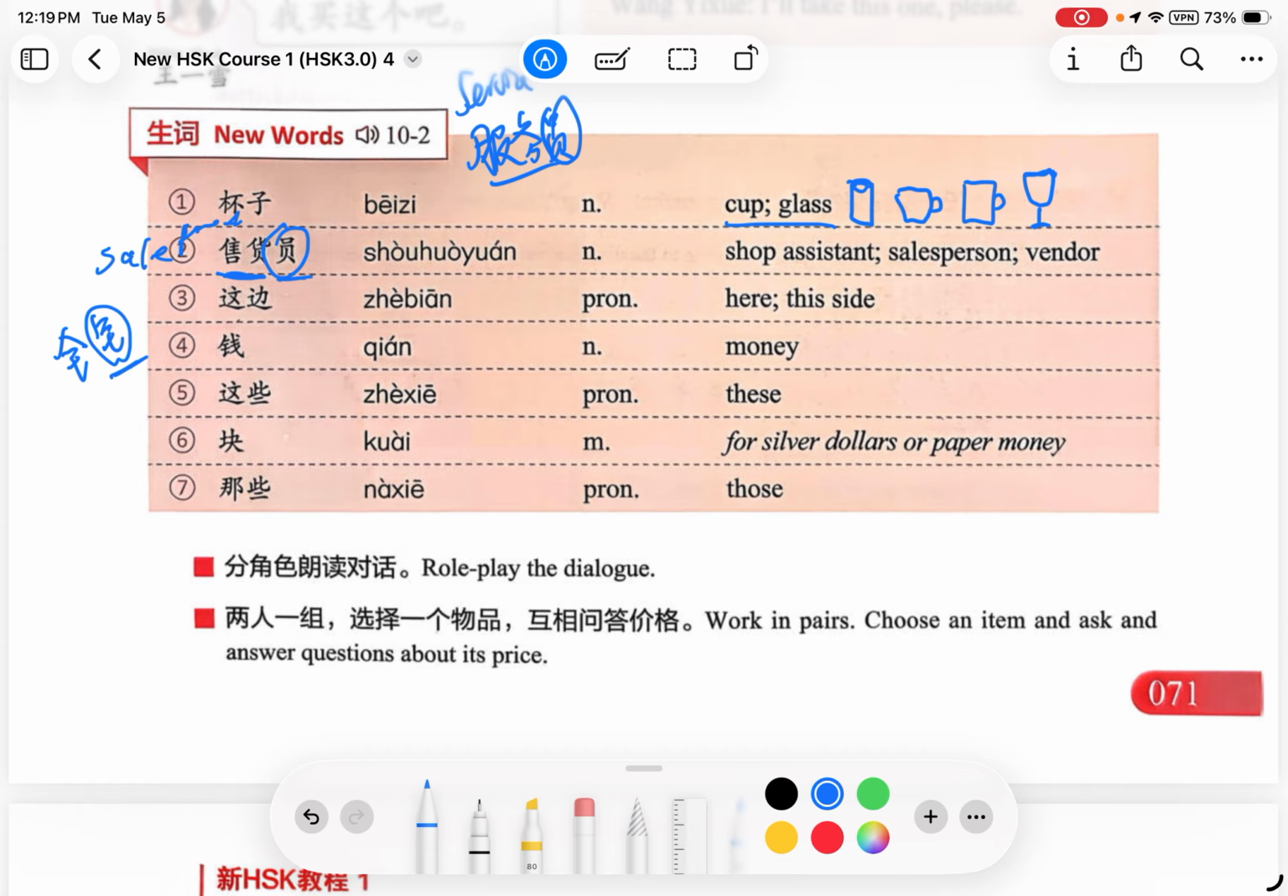这些 means these, 这 is this, 些 is a plural form, so 这些 means these. 块 is a measure word for silver dollars or paper money, so it's for money. It's like $1, right? $1. 那些 这些 那些 那 means that. 些 is plural form, so it means those.